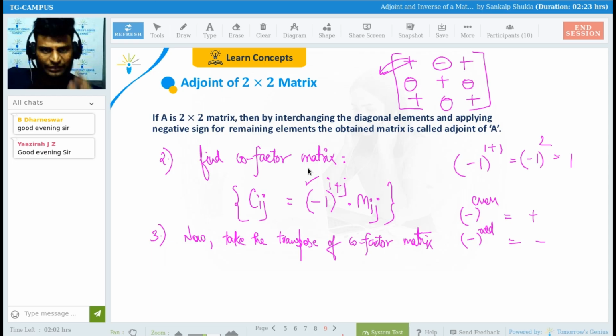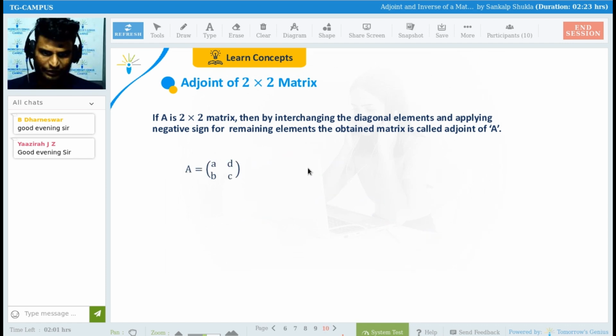But I'll also give you a trick, not for 2 cross 2, because 2 cross 2 is very easy. To find the adjoint of a 2 cross 2 matrix, it would hardly take less than a minute. So let's solve a question on that. Suppose we have this matrix.